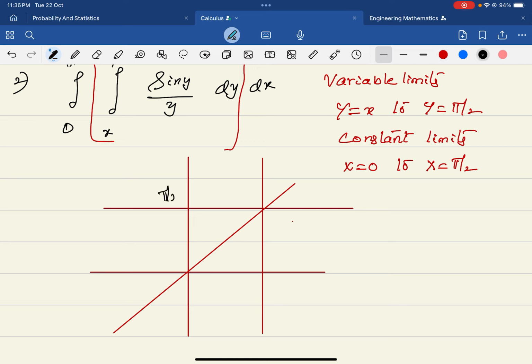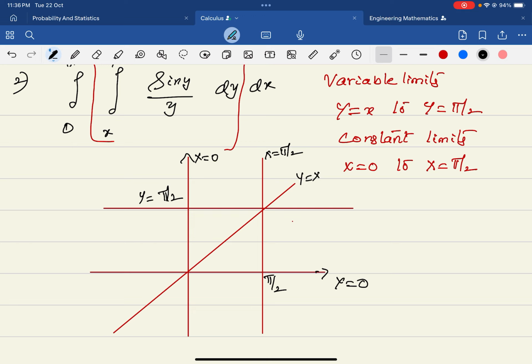Now this is pi by 2 and this is y is equal to pi by 2 straight line. This is x is equal to pi by 2 straight line, and this is y is equal to x, and this is x is equal to 0, and this is x is equal to pi by 2, and this is y is equal to 0. These are the names of the equations.